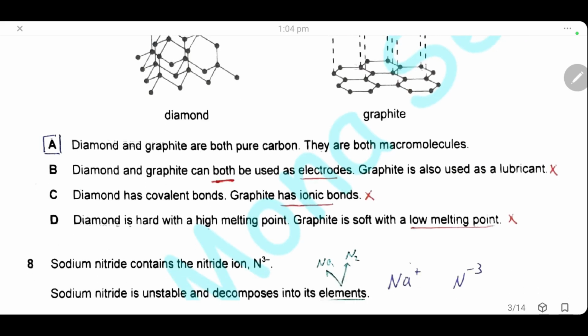B is wrong because diamond cannot be used as an electrode, because diamond cannot conduct electricity. C is also wrong because graphite is not an ionic compound. And D is wrong because graphite has a high melting point and not a low melting point. As we can see, the red part represents the wrong part.